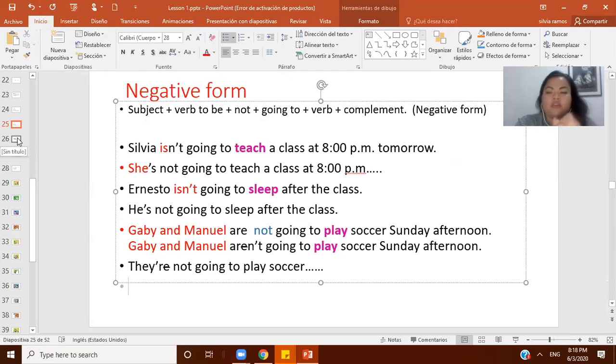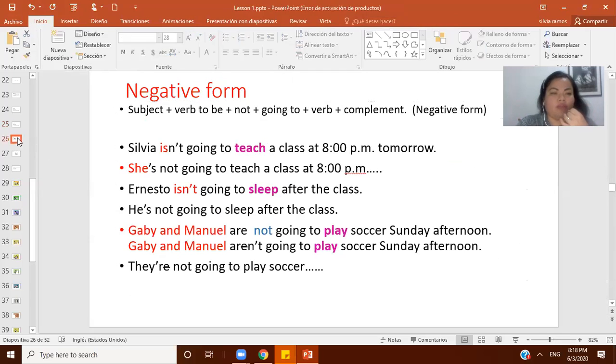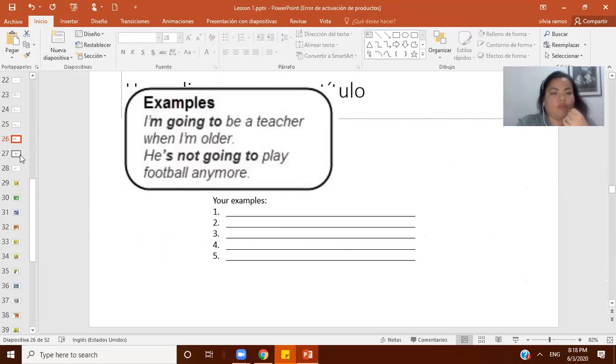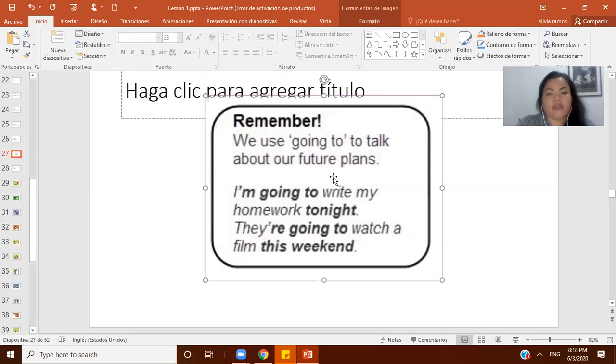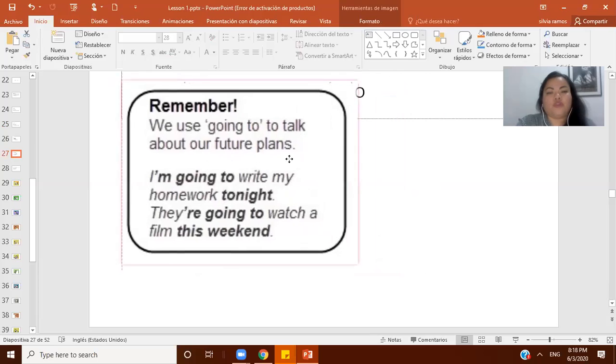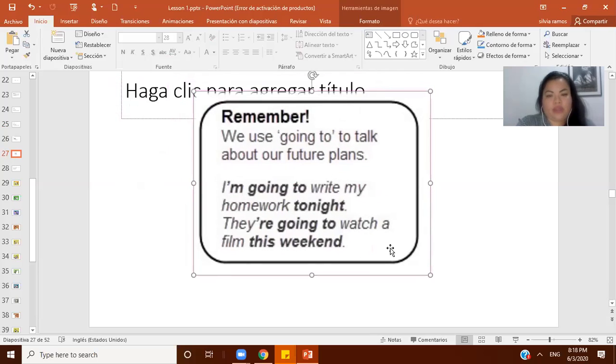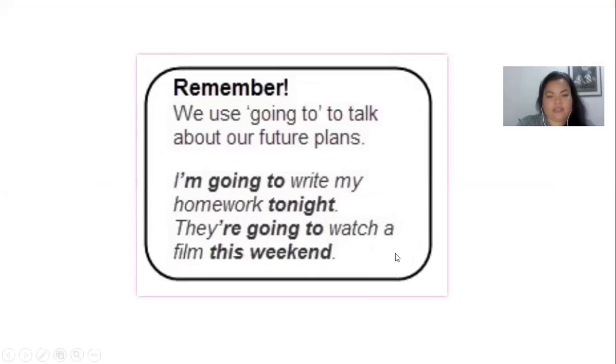So we saw yesterday the positive and negative form, right? And we are going to work here, to remember that we use going to to talk about future plans, right? I'm going to write my homework tonight. They are going to watch a film or a movie this weekend, right?